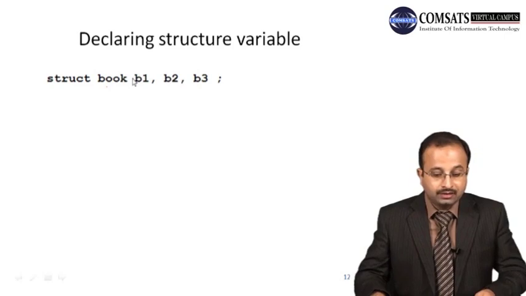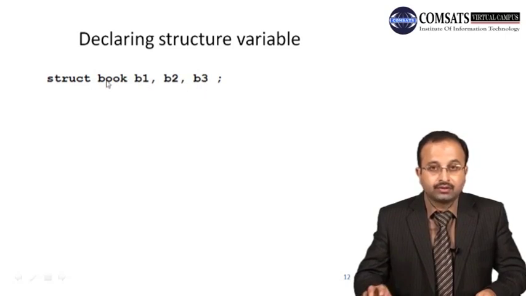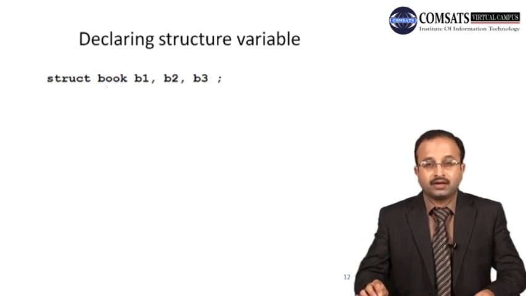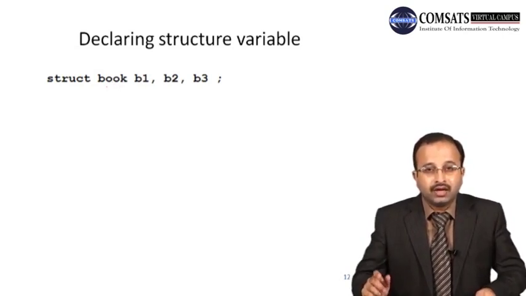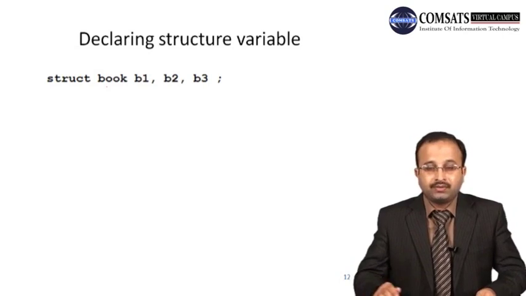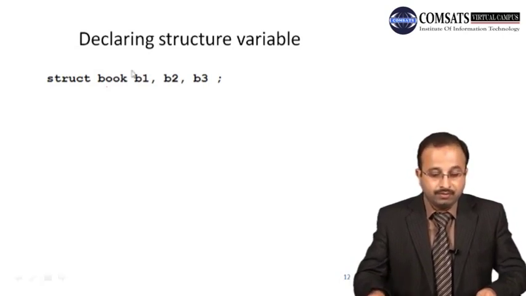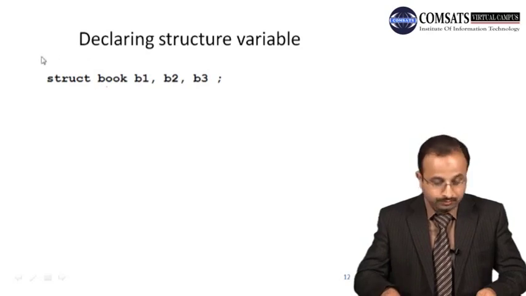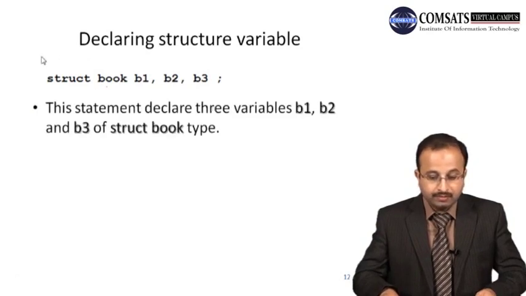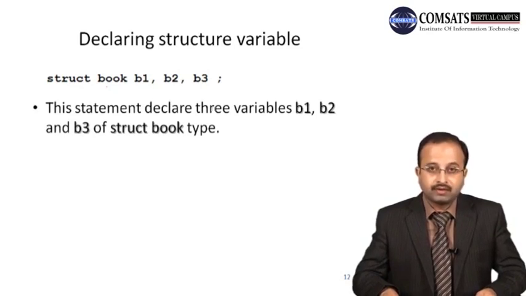So here we are declaring 3 variables, b1, b2, b3, and the type of these 3 variables is struct book. जिस तरह से हमारे पास है int space x, y, z semicolon. So we have 3 variables x, y, z, and the type of these 3 variables is int. Similarly, we have b1, b2, b3, and the type of these 3 variables is struct book. Now this statement declares 3 variables b1, b2, b3 of struct book type. Struct book type के variable है, integer float नहीं है, ये struct book type के variable.